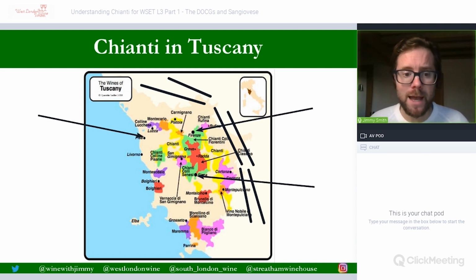Okay, Chianti is split into numerous types of styles. There is generic Chianti and its subzones, which we'll go through first, and then Chianti Classico and its specific higher quality Chianti Classicos. We'll look at those as well. So those are the two main groups, really.